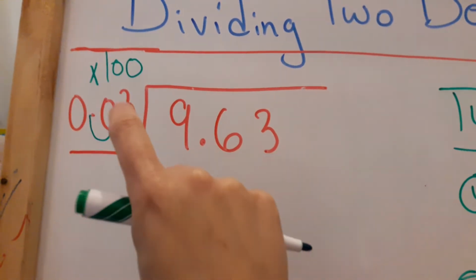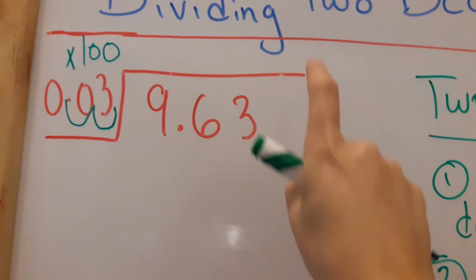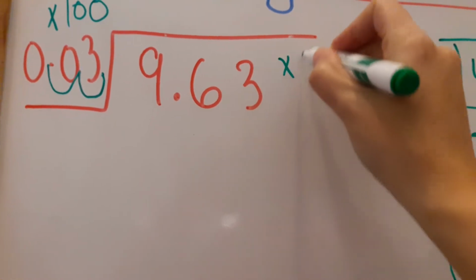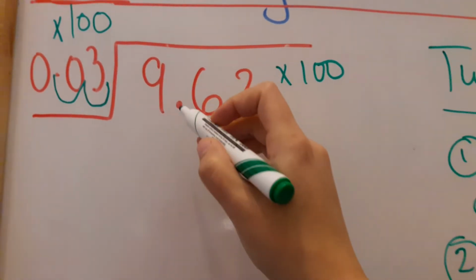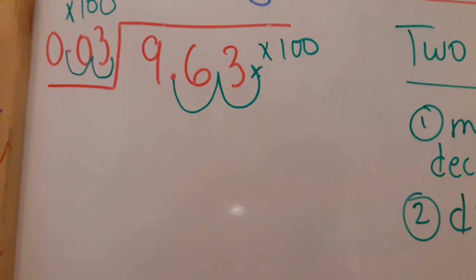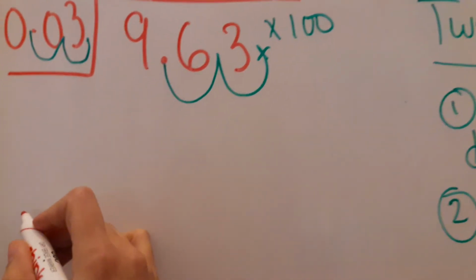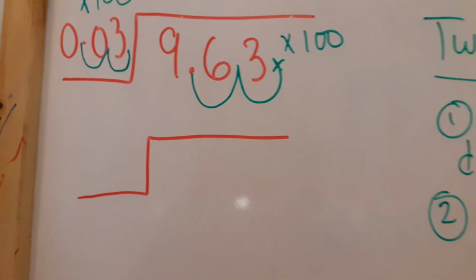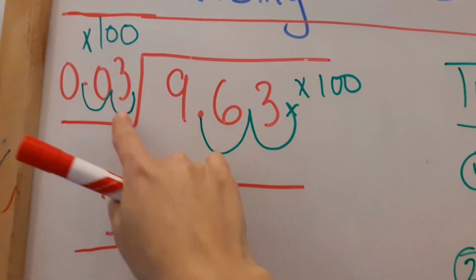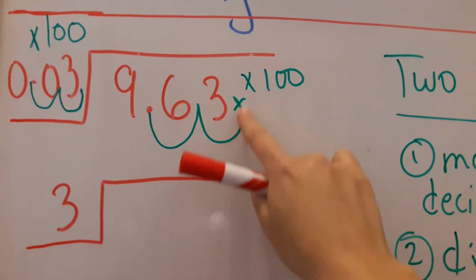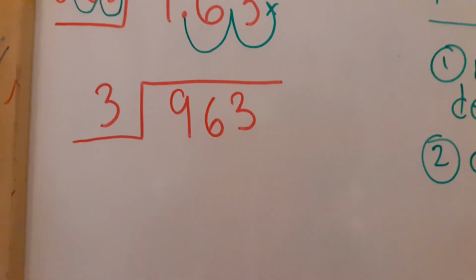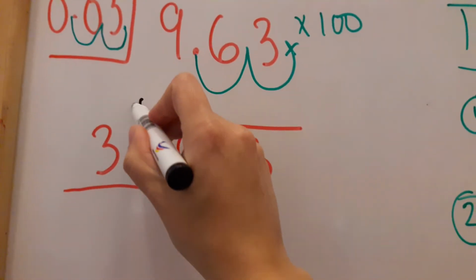Since I multiplied this by 100, I should be multiplying the dividend by 100. I multiply by the same number. So over here, times 100. So over here, move it 1 place, 2 places. The decimal point is going to become over here. So the new question would be, on a new line, this is 3 because we moved it 2 places, and this is 1, 2. This is going to become 963.